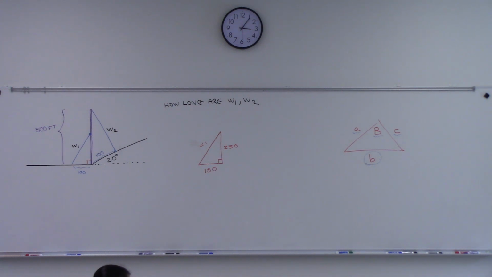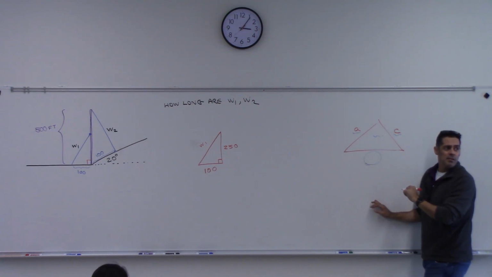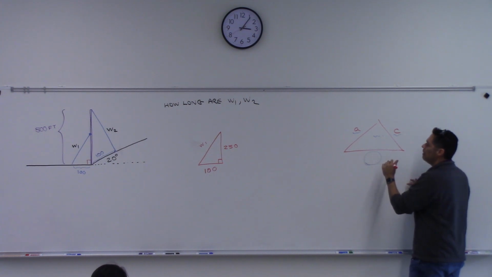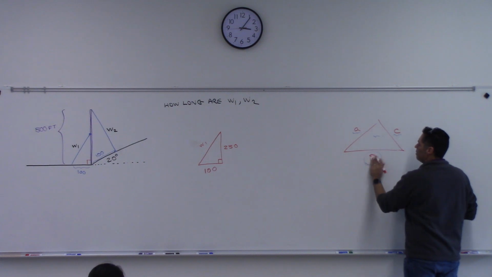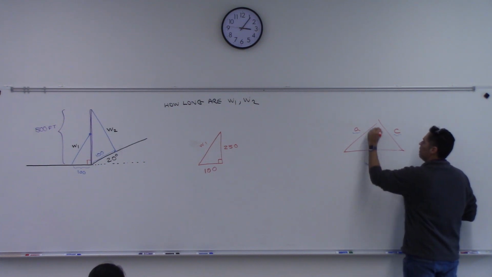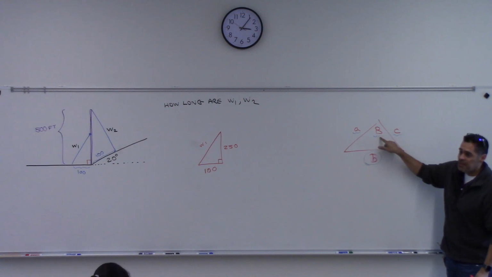You know what? Hold on. Let me draw it a little different. I should have drawn it this way. Hold on. This will be more impressive, I think. It doesn't matter. Let's just leave it. This is capital B. Okay? So imagine that B is 90 degrees.